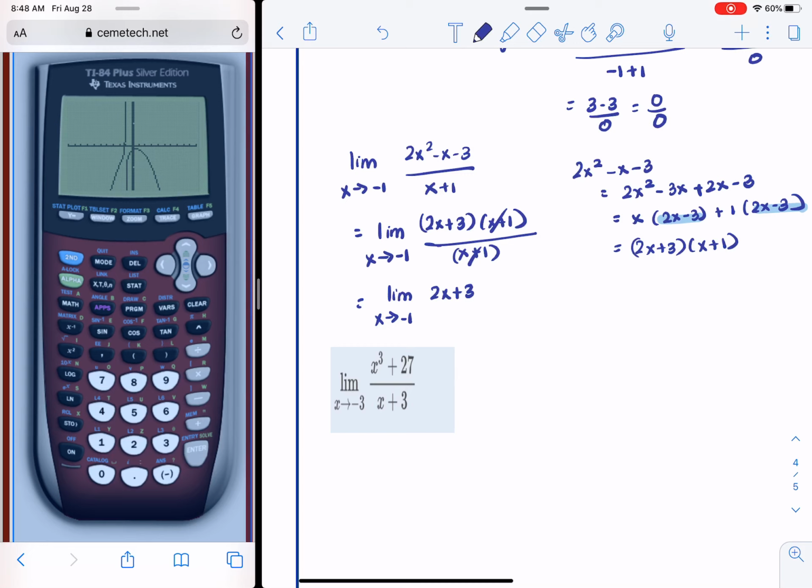Now, if you look at it, the 2x plus 3 part is a straight line. It is a continuous function. So we just have to plug in the value. So 2 times negative 1 plus 3, 3 minus 2, you get negative 1. Oh, bad math. Positive 1. So that would be the limit of the function.